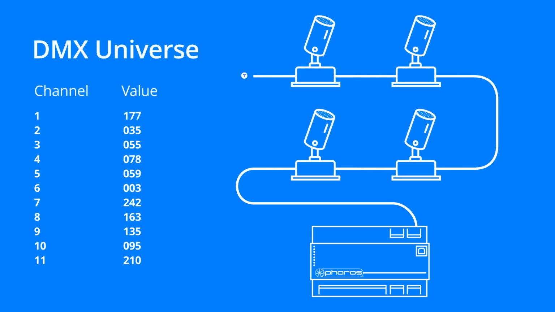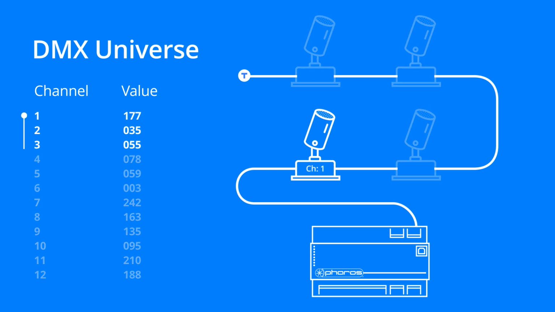When setting up a device, it needs to know which channels it should observe. The device knows from its mode, and therefore its footprint, how many subsequent addresses it should observe. This first address is called the start address.